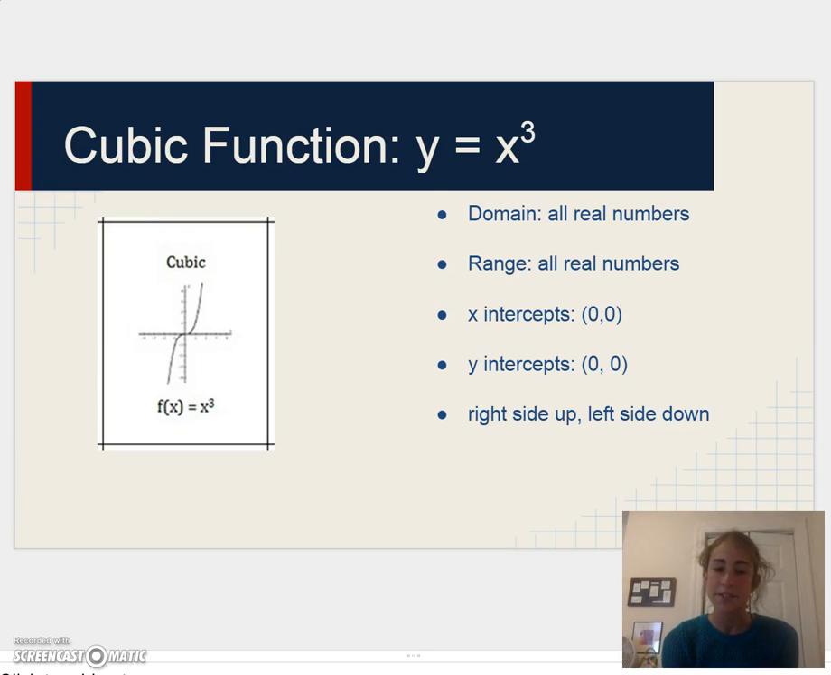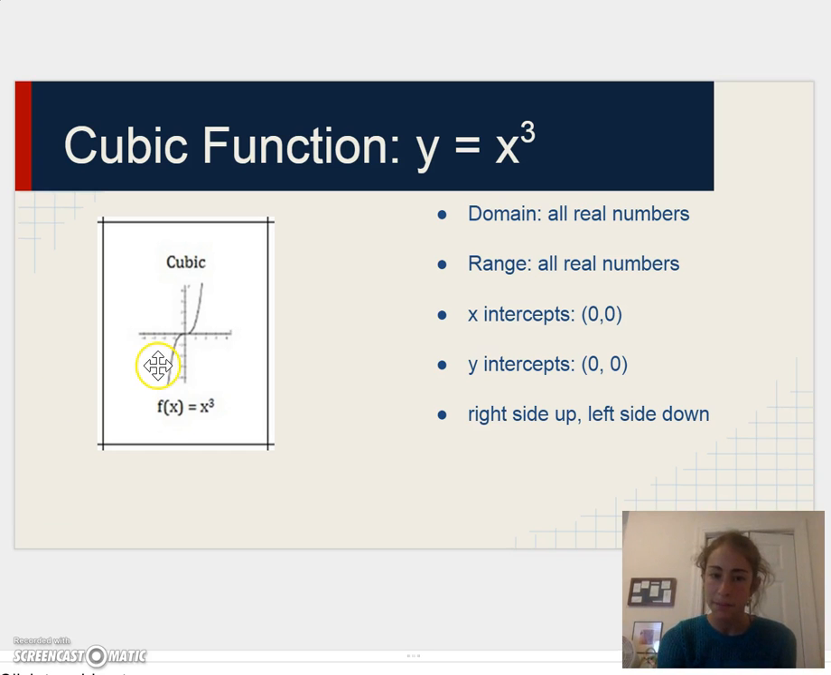Our next parent function is the cubic function. Cubic because the equation is y equals x cubed. When we have a power like this, we can plug in any value we want. The only times we run into trouble in the domain is if we're taking a square root or if we're dividing, if we have an x in the denominator. This gives us no problems, so the domain is all real numbers. And also, the range is all real numbers.